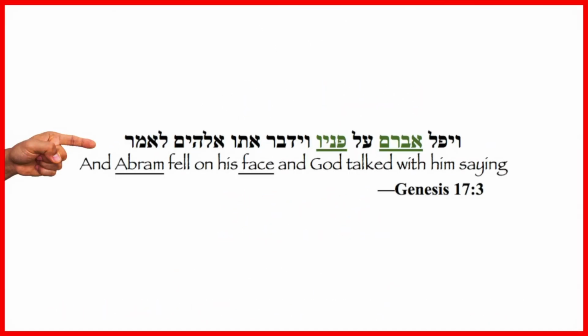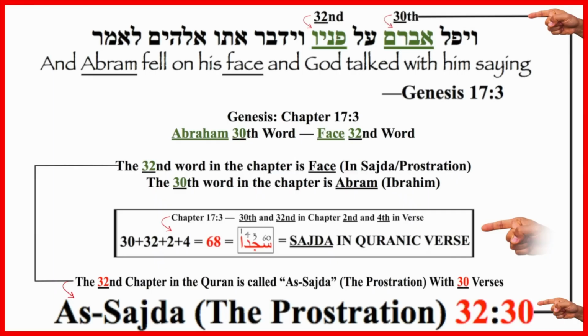Let's take a look at Genesis chapter 17 verse 3, where Abraham falls on his face in Sajdah, or prostration. In this verse, the name Abram is the 30th word in the chapter. Abram's face in Sajdah, or prostration, is the 32nd word in the chapter. So, the face of Abram is literally in Sajdah, or prostration. Face in Sajdah is the 32nd word in this chapter. Abram is the 30th word in this chapter. 32 and 30, same as chapter 32 with its 30 verses of chapter Sajdah, the prostration.